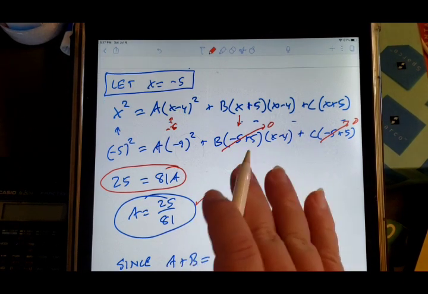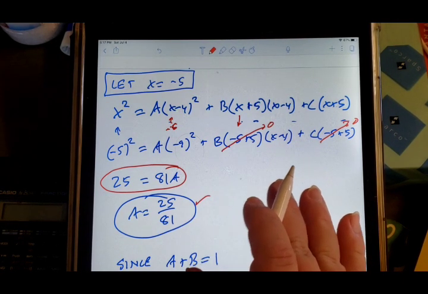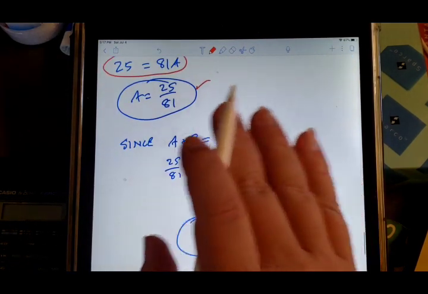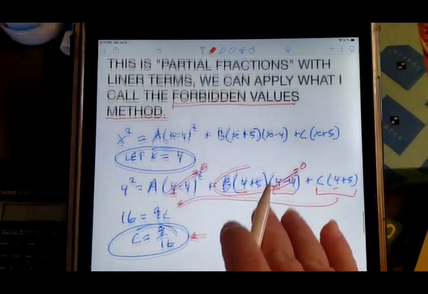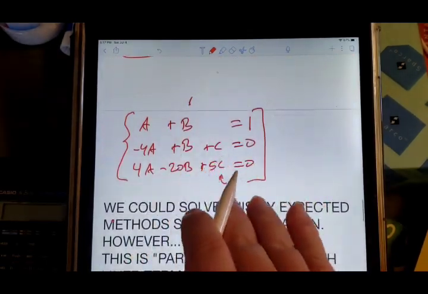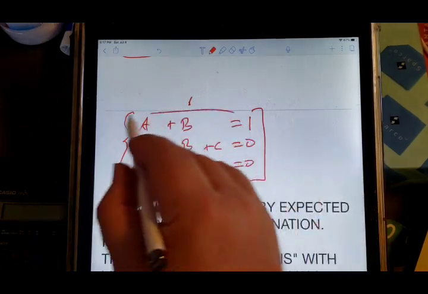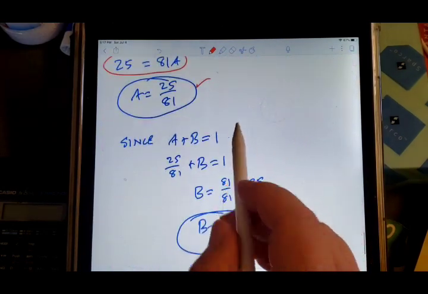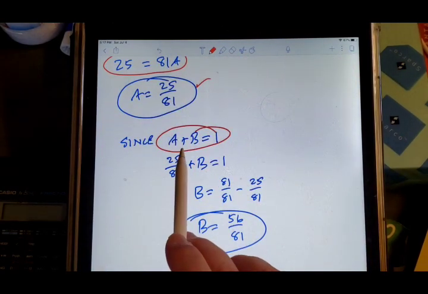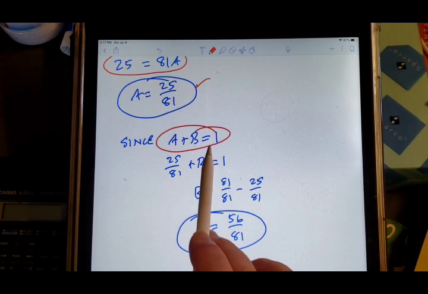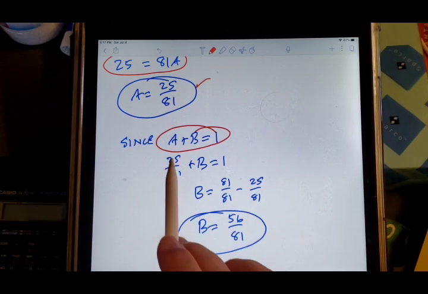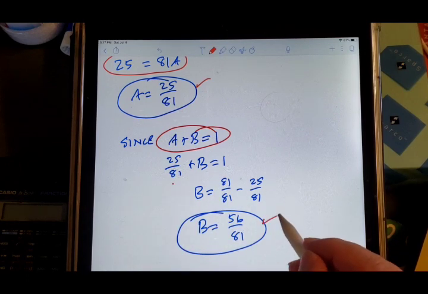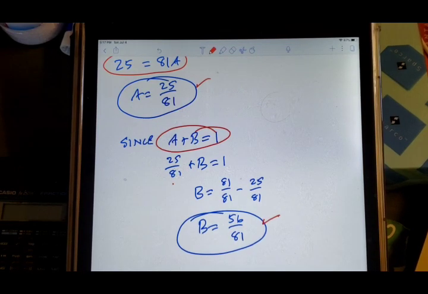I just want to enjoy how much I've accomplished here before I continue, but you do have to continue. We know C, we know A. We could go back to the system and solve it whatever way we want, but look at this line right here. If I know A, if I copy that down, since A plus 1 equals B from the analysis I did earlier, right? And if A is 25 over 81, I can pretty quickly find that B is 56 over 81.